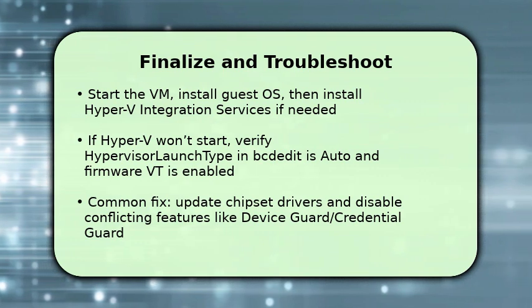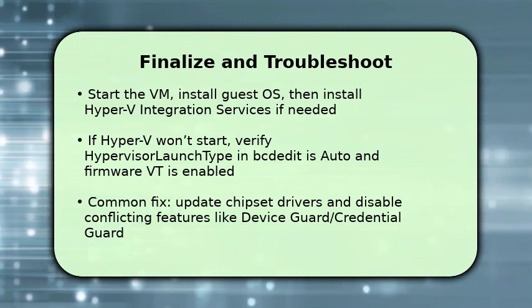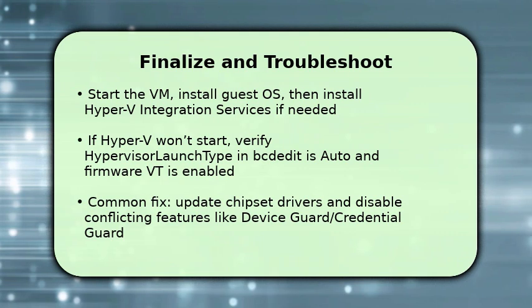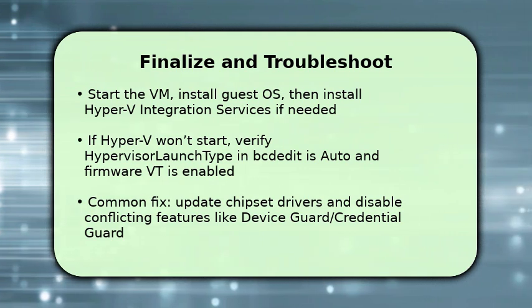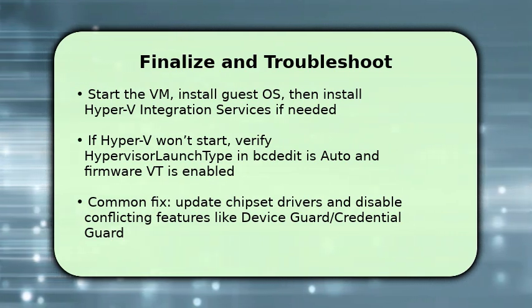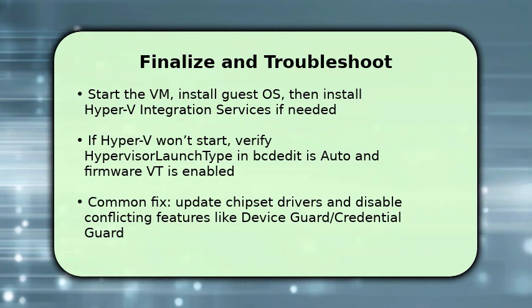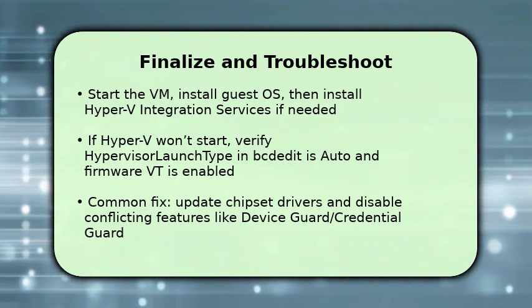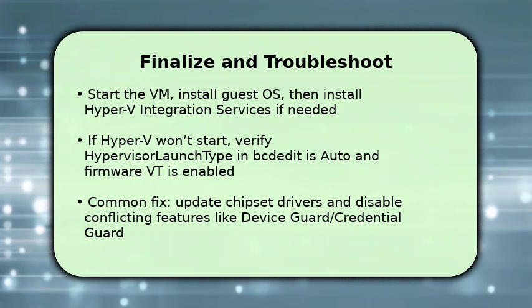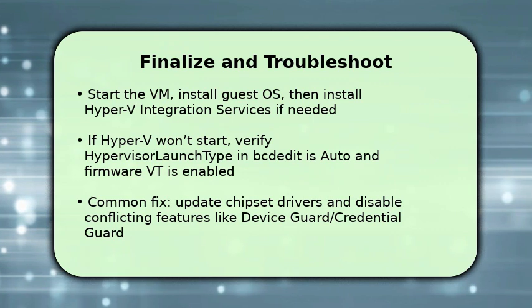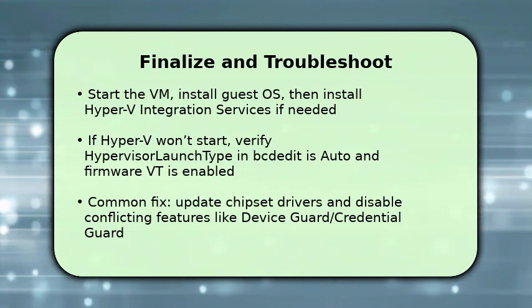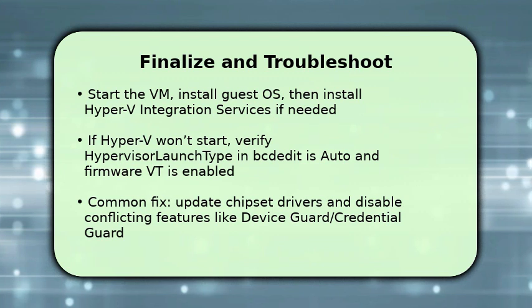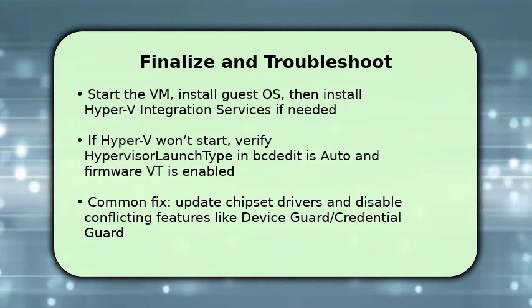If Hyper-V fails to start, check bcdedit /enum to ensure hypervisor launch type is set to auto, and double-check UEFI virtualization remains enabled. Firmware can revert after updates. Make sure Device Guard or Credential Guard are disabled because they can block Hyper-V. If problems persist, update BIOS and chipset drivers, then repeat the enablement steps and reboot to confirm the hypervisor launches.